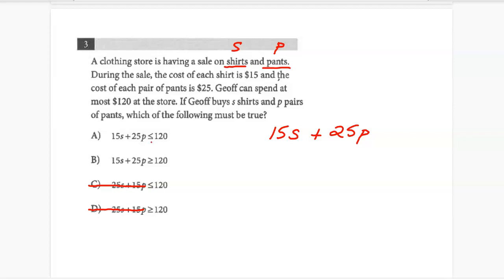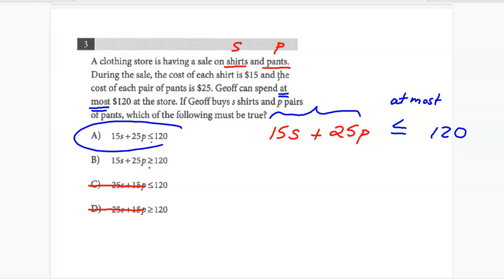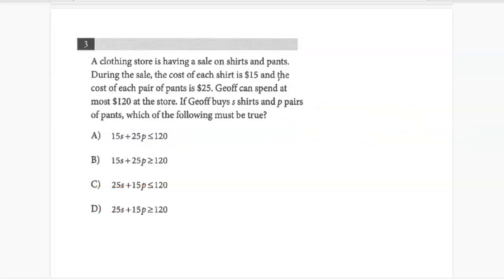Now I have to decide on these inequalities. It says Jeff can spend, and here's the key word of the whole problem, he can spend at most. That means he can't go over 120. So whatever this stuff is right here, it's got to be smaller than or equal to 120, and that's the symbol that represents at most. So looking here, the correct answer is A. All right, moving on down. Number 4.